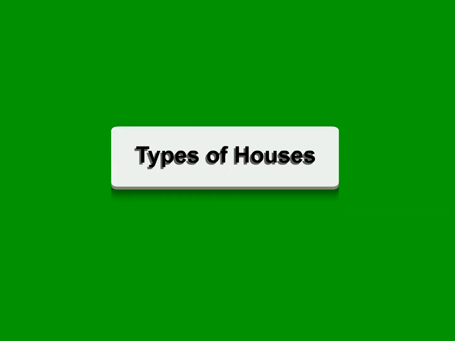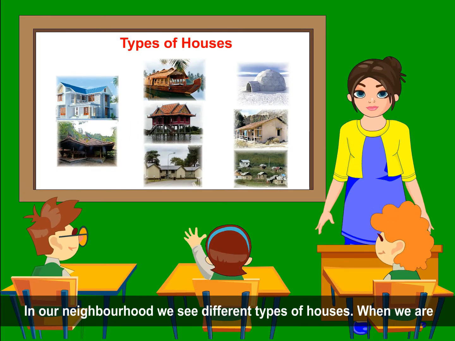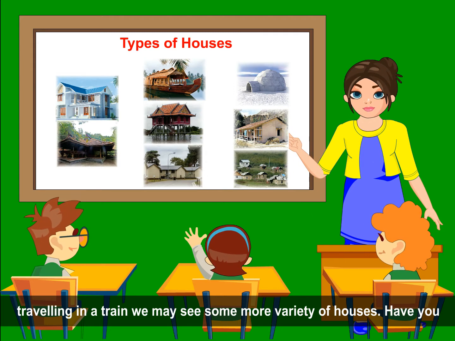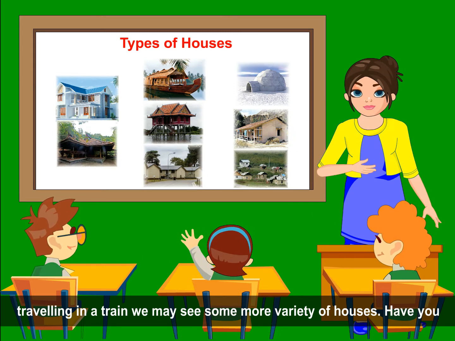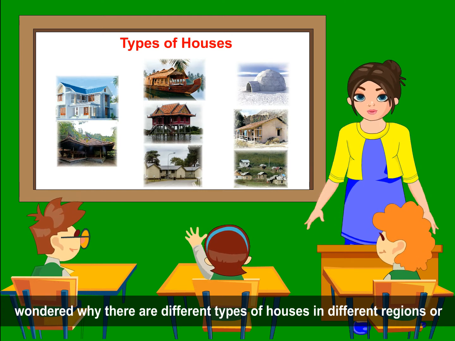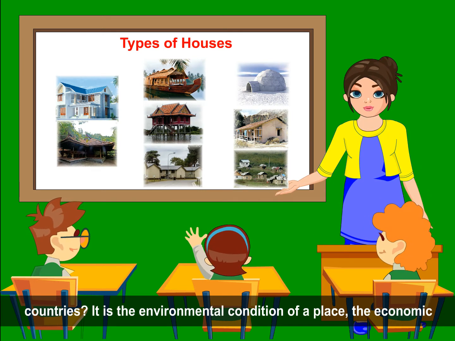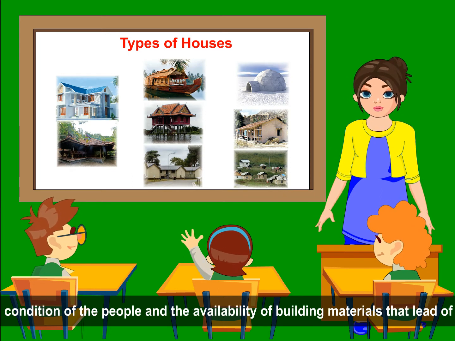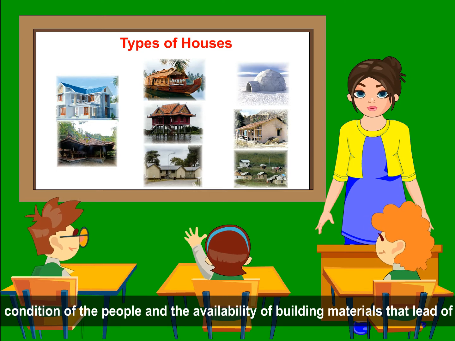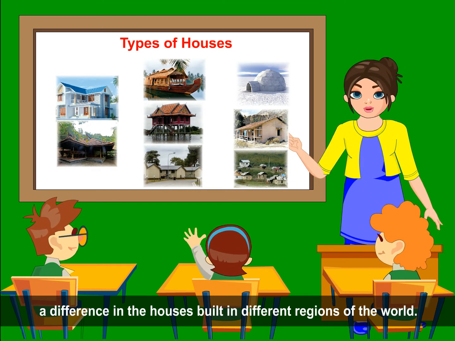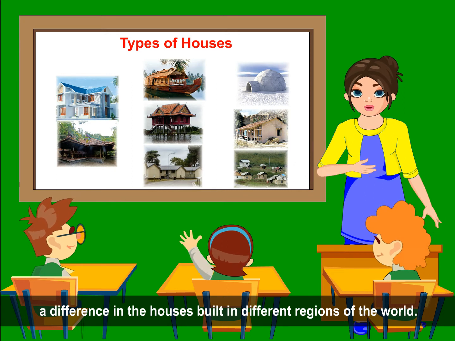Types of houses. In our neighborhood, we see different types of houses. When we are traveling in a train, we may see some more variety of houses. Have you wondered why there are different types of houses in different regions or countries? It is the environmental condition of a place, the economic condition of the people, and the availability of building materials that lead to a difference in the houses built in different regions of the world.